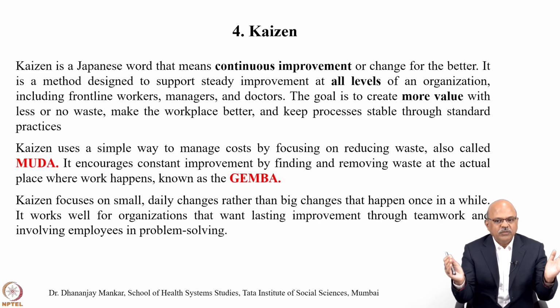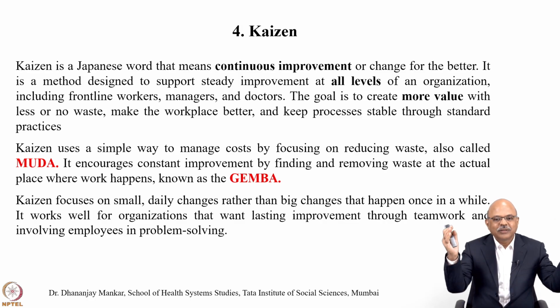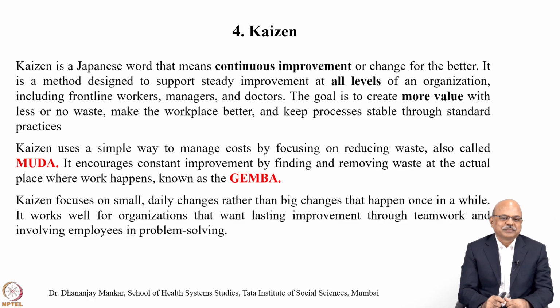So likewise, there is an emphasis on standard practices to be developed. Kaizen uses a simple way to manage cost by focusing on reducing waste. What is this called? Muda. We have studied about this previously also. It encourages constant improvement by finding and removing waste at the actual place where work happens. And this is known as Gemba. Okay. So Kaizen focuses on small daily changes rather than bigger changes that happen once in a while.